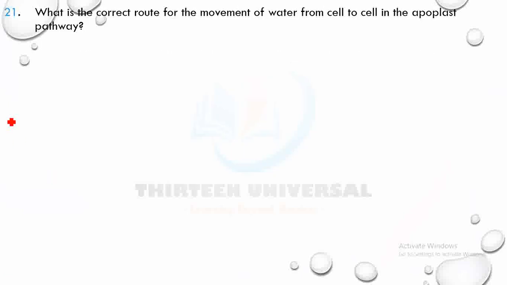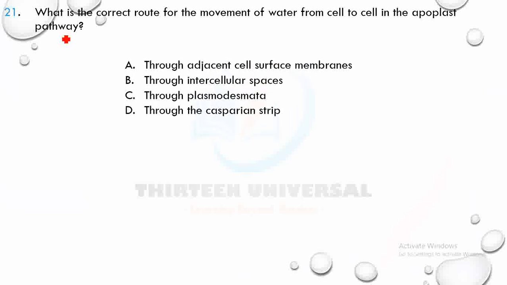Okay, what is the correct route for the movement of water from cell to cell in the apoplast? I just said it a few minutes ago. From cell to cell, through the cell wall. So what is it called? What is the movement? I want to show you something, guys, just to remind you. I know you know this. Sorry, I'm just trying to scribble a tiny plant cell.